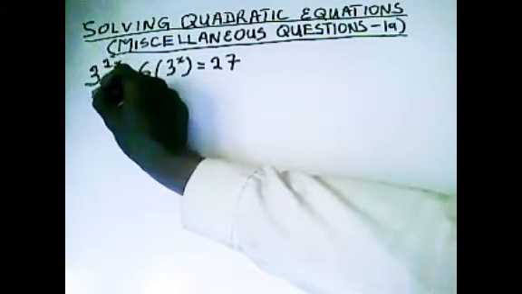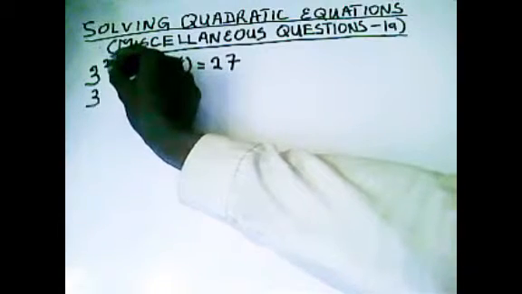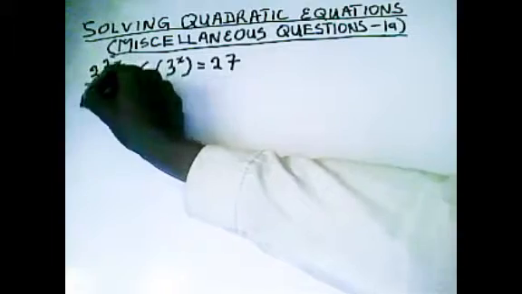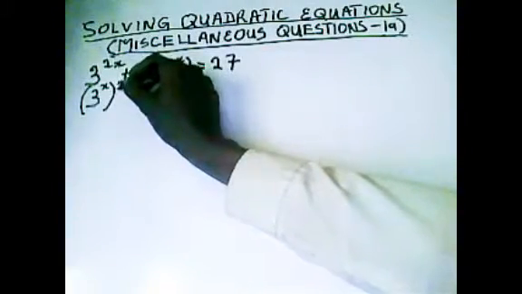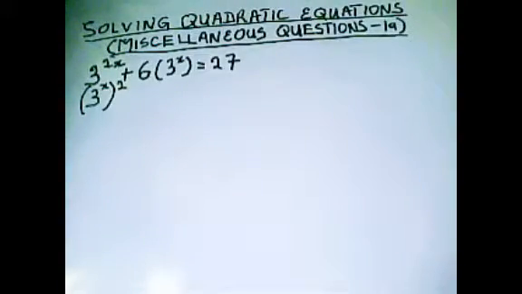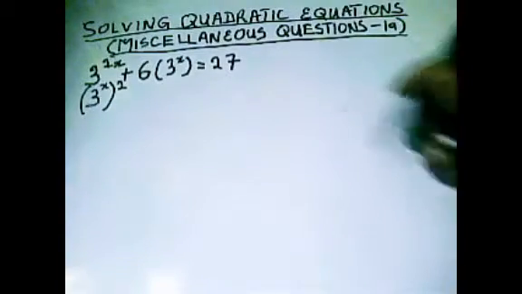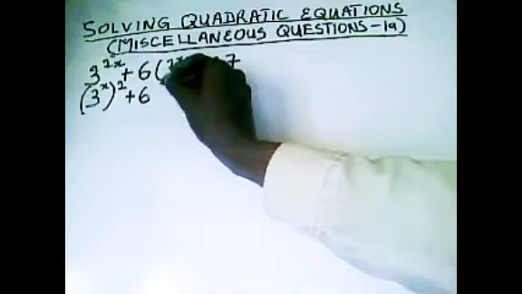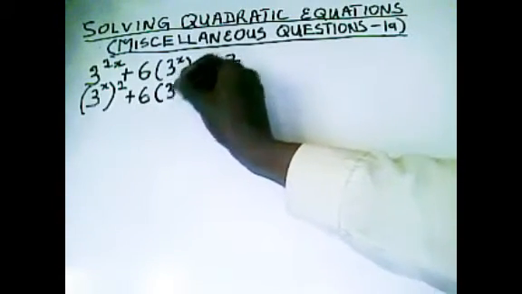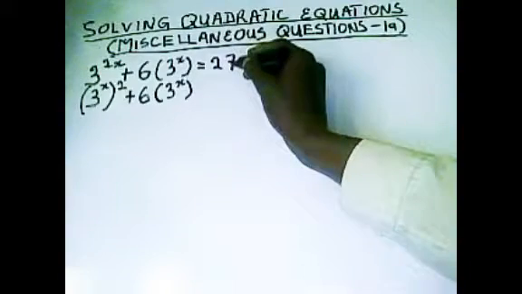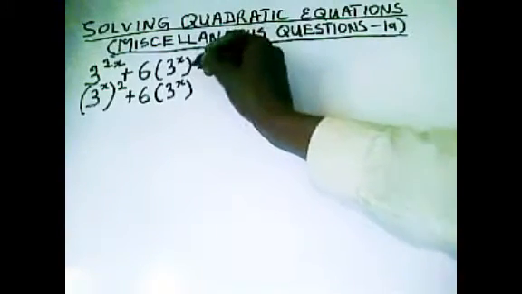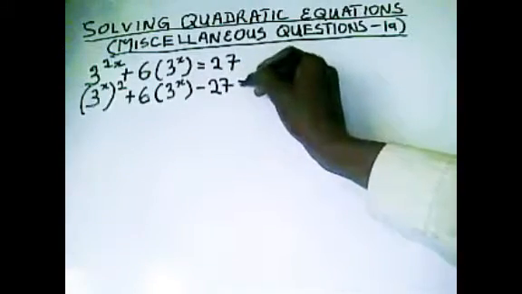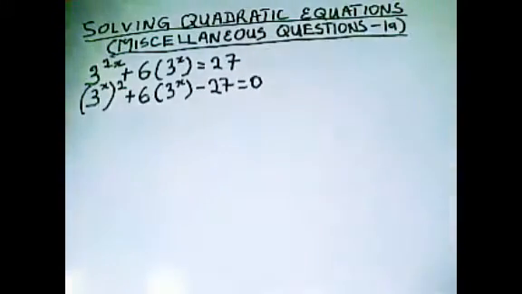We write 3, then instead of putting the 2 first, we write the x, then introduce a bracket, and then we write the 2 outside the bracket. That is the first step. Then we write every other thing the way it is, as plus 6 into bracket 3 power x. Then we bring the plus 27 to this side. It becomes minus 27, and then everything equals 0.